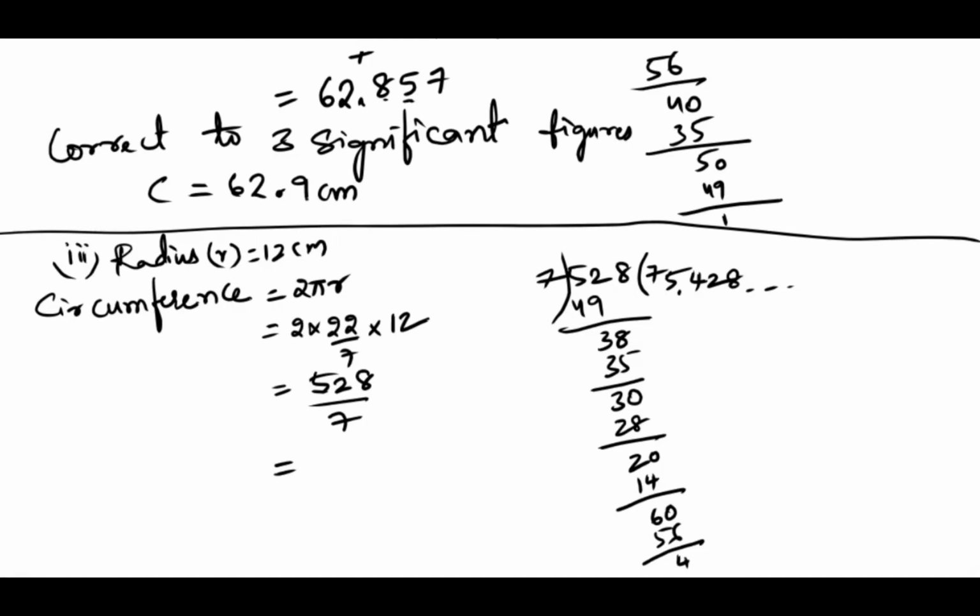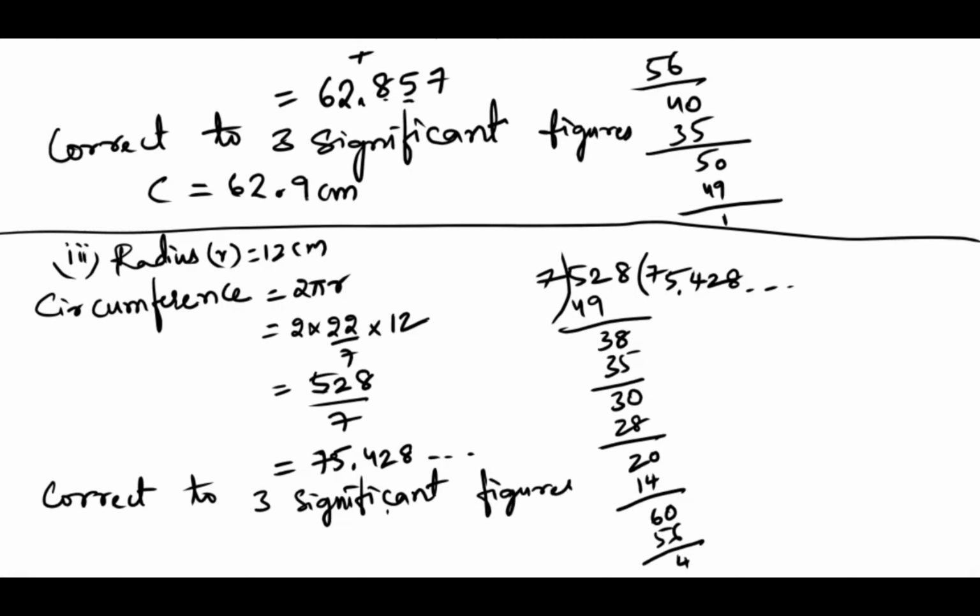So after dividing, we got 75.428. It goes on. But we need to write down only 3 figures. So correct to 3 significant figures, C is equal to 75. I want to stop at 4, so we will check the next number, that is 2. So we cannot add anything to 4, so we will write down only 4 centimeter.